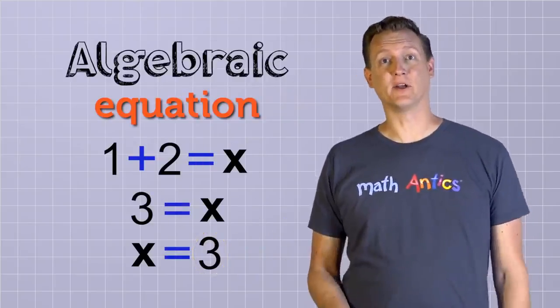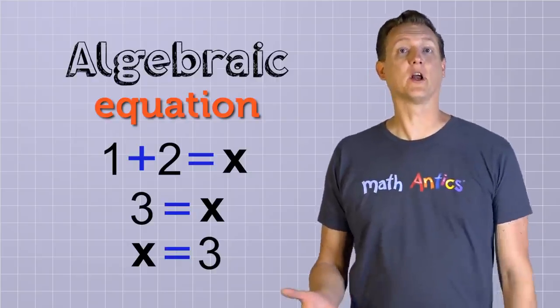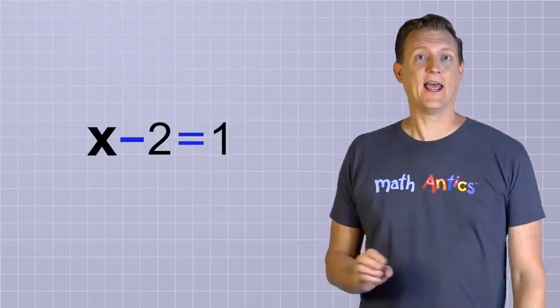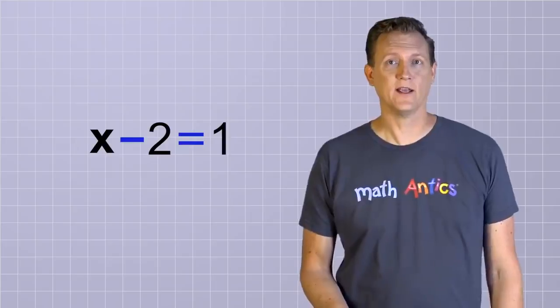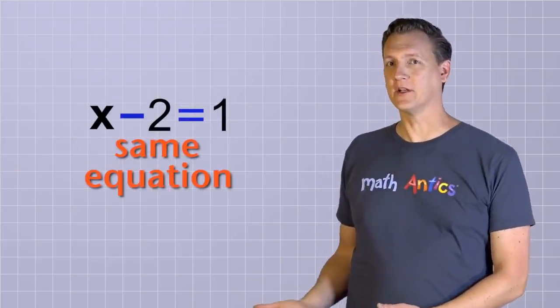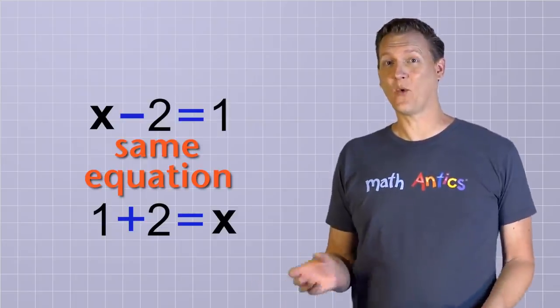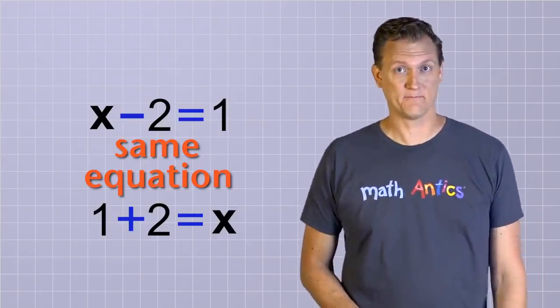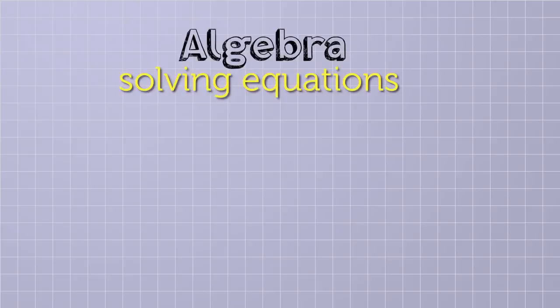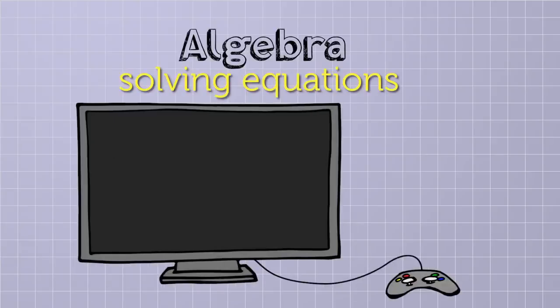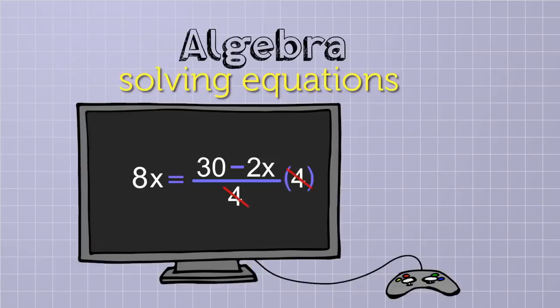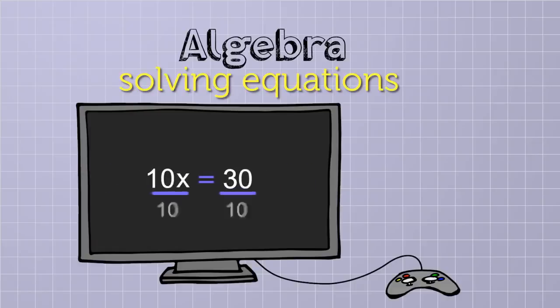And that's why in algebra, you're usually given an equation in a more complicated form, like this: x minus 2 equals 1. This is exactly the same equation as 1 plus 2 equals x, but it's been rearranged so that it's not quite as easy to tell what x is. So in algebra, solving equations is a lot like a game where you're given mixed up, complicated equations, and it's your job to simplify them and rearrange them until they're nice simple equations, like x equals 3, where it's easy to tell what the unknown values are.